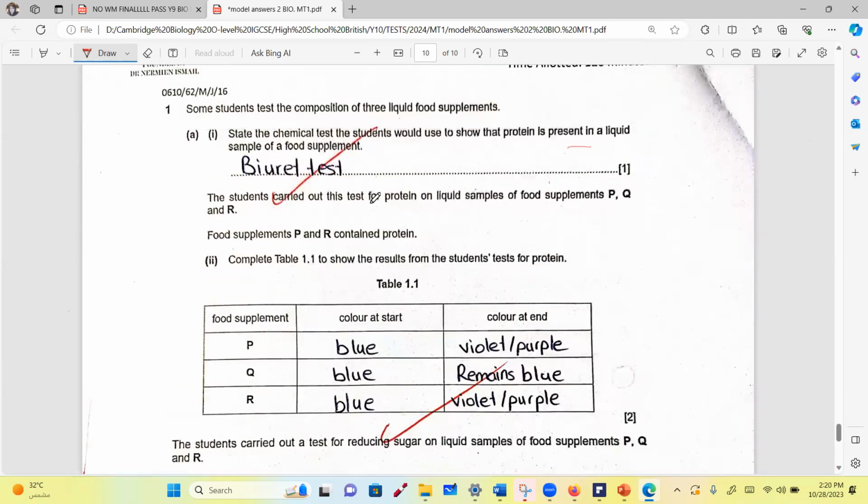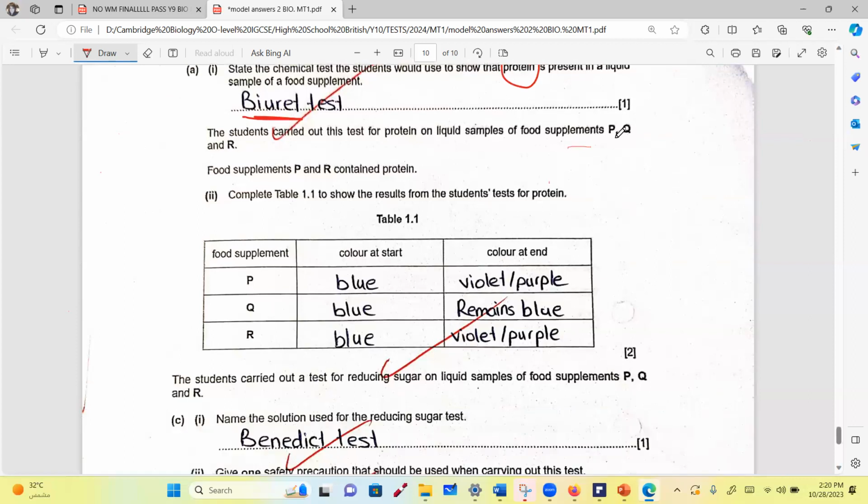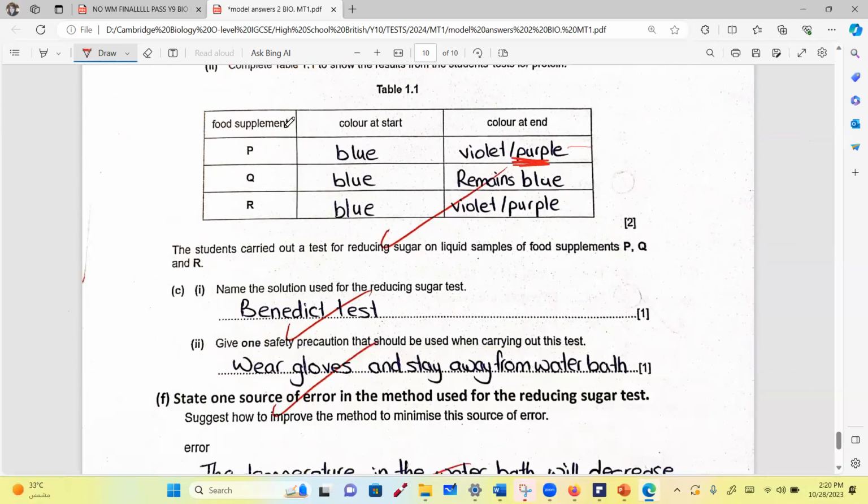And also this page, if you studied the food testing, they're asking you for protein. What's the test for protein? Biuret. And they told you that protein is present in food supplement P and R. So of course, if it's a positive result, the blue will turn to what? Purple. So that was also, I don't think anything was tricky. Not one question was tricky.